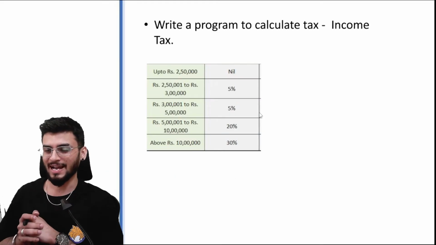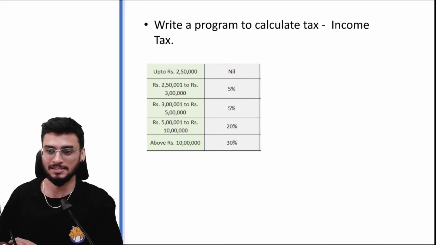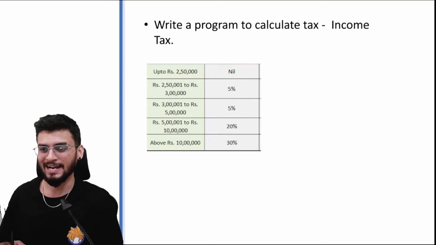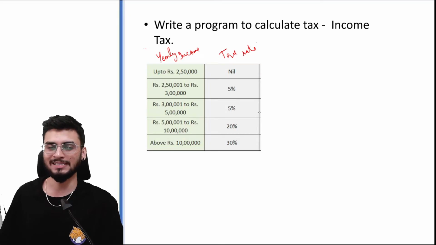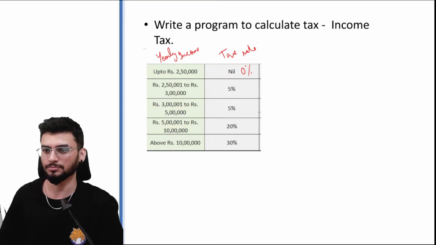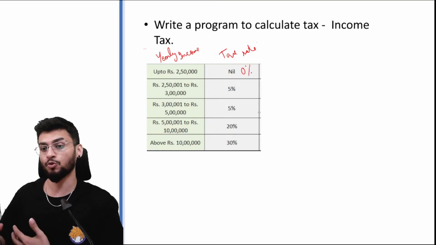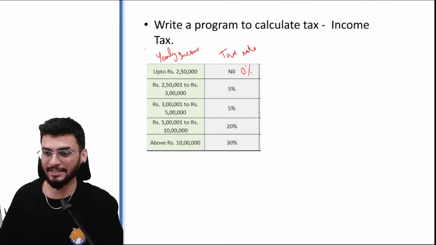The next problem will have some more element to it. We will be using if-else conditional statements. So let's first understand how do you calculate tax. So Government of India has given certain slabs. This is your yearly income. And this is the tax rate. So how this works is, if your income is less than 2.5 lakhs, there is no amount to be paid, which means your tax rate is 0. But if your income is above 2.5 lakh, but below 3 lakhs, your income is taxable at the rate of 5%.